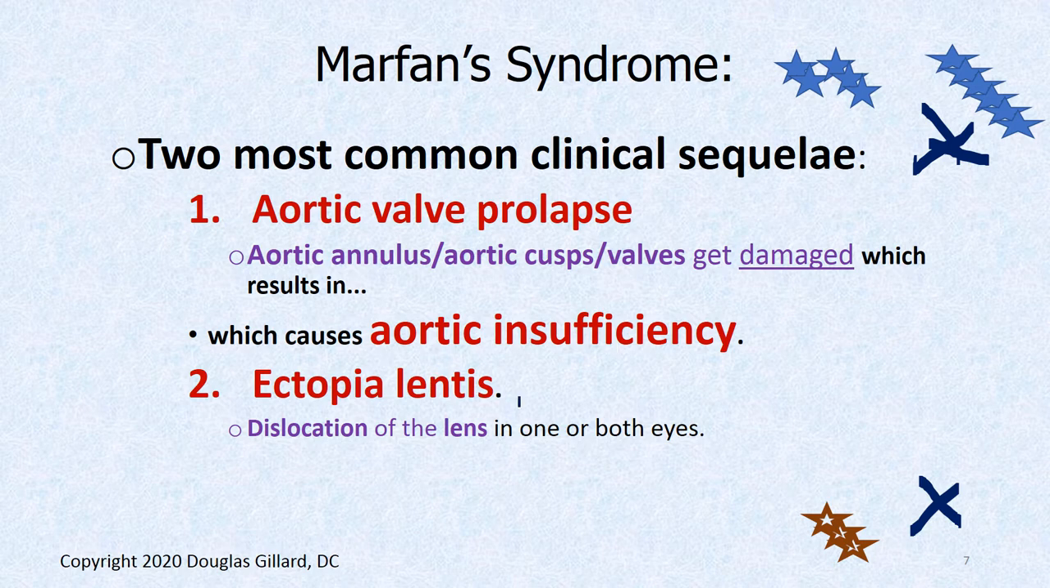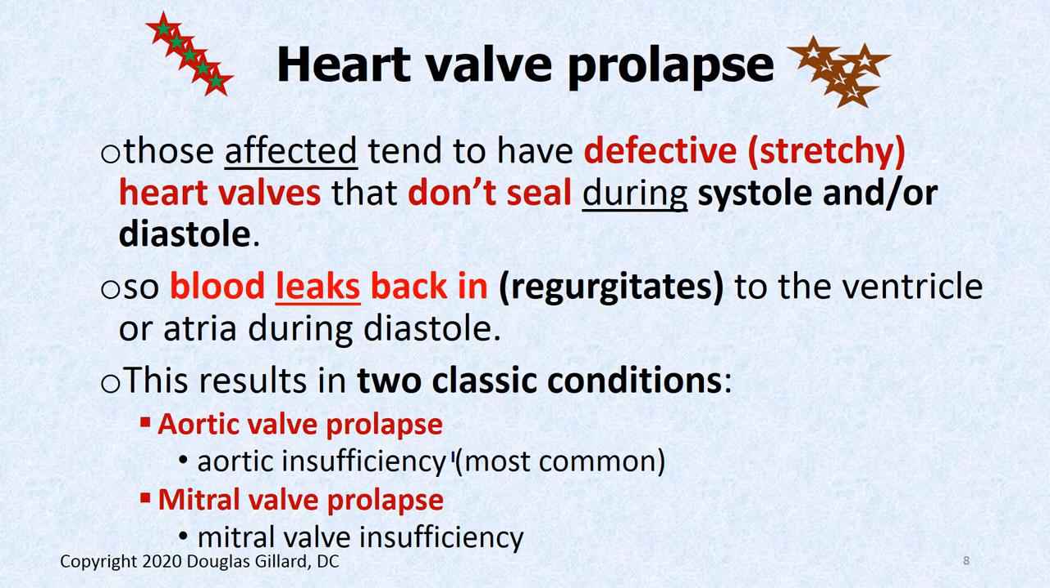Ectopia lentis is the other problem. This is a dislocation of the lens of the eye, and this is a big problem because you can't see. The heart valve, we kind of covered this already. So those affected tend to have stretchy valves. Everything I've said, they don't seal during diastole. It's really diastole that's the problem. So blood leaks back or regurgitates into the ventricle, or maybe it's a problem with the mitral valve. You can have mitral valve insufficiency, another AKA, regurgitation. Another AKA, mitral valve prolapse. So that's possible, but this one is by far the most common.